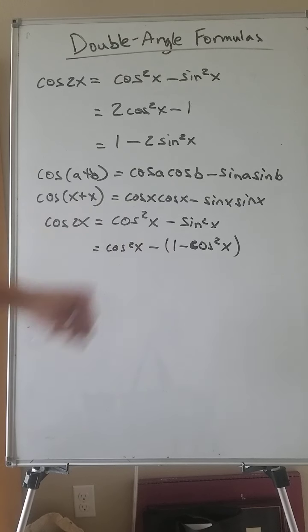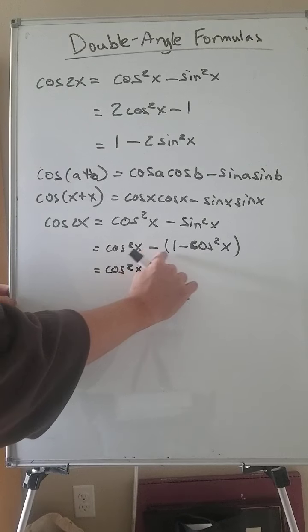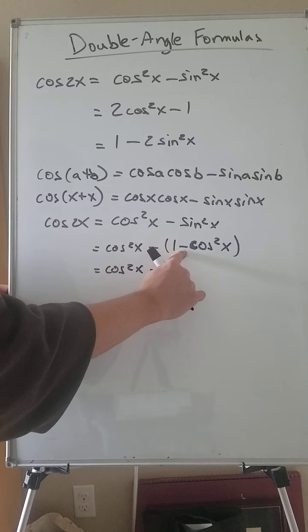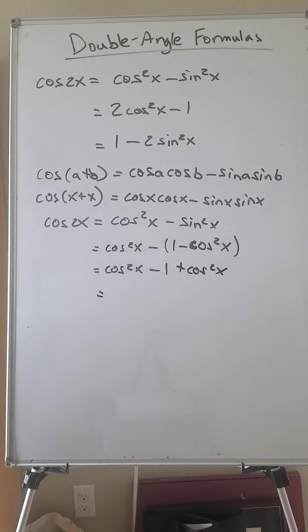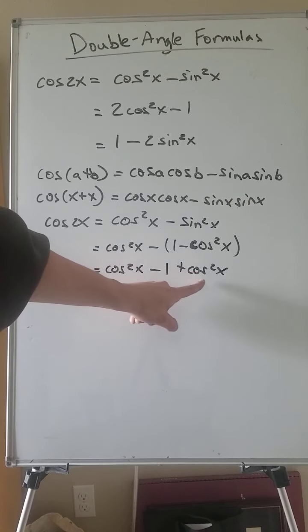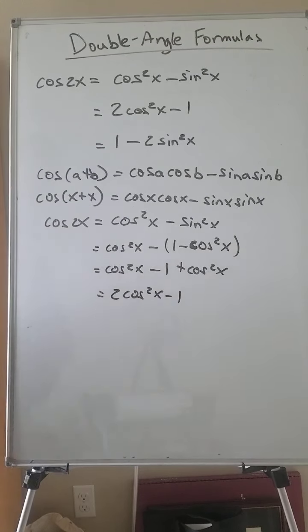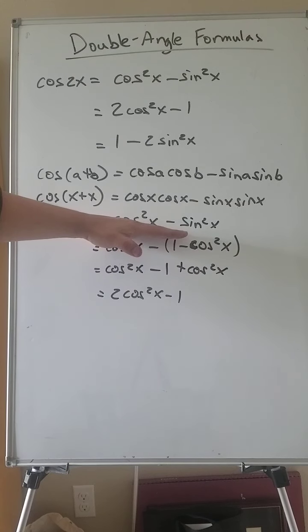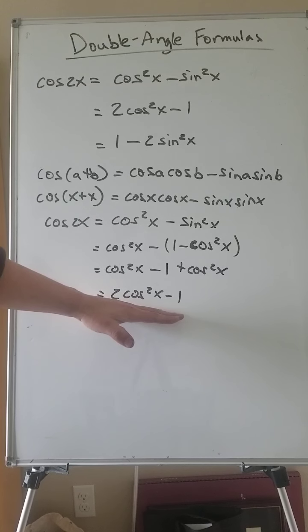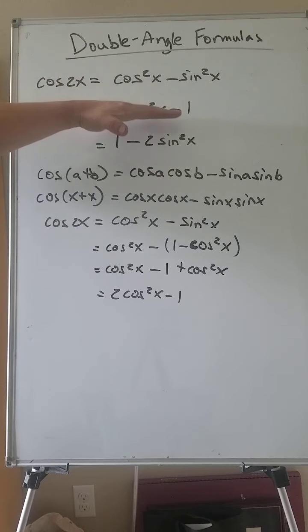Okay, let's distribute here. If I distribute, I get cosine squared x. Negative times a 1 is negative 1. And a negative times a negative is positive, so that's positive cosine squared x. How many cosine squared x's do I have? I have 2 of them. So I have 2 cosine squared x minus 1. So how is it that cosine squared x minus sine squared x is also equal to 2 cosine squared x minus 1? Well, all they did was replace sine squared x with 1 minus cosine squared x. So that's why this is equal to this.